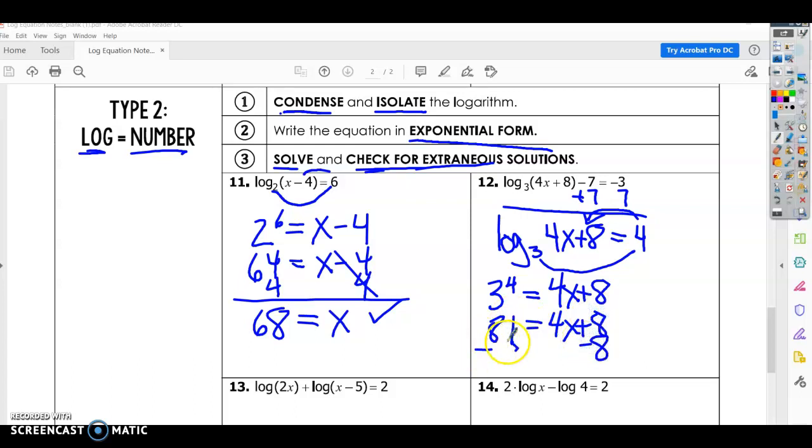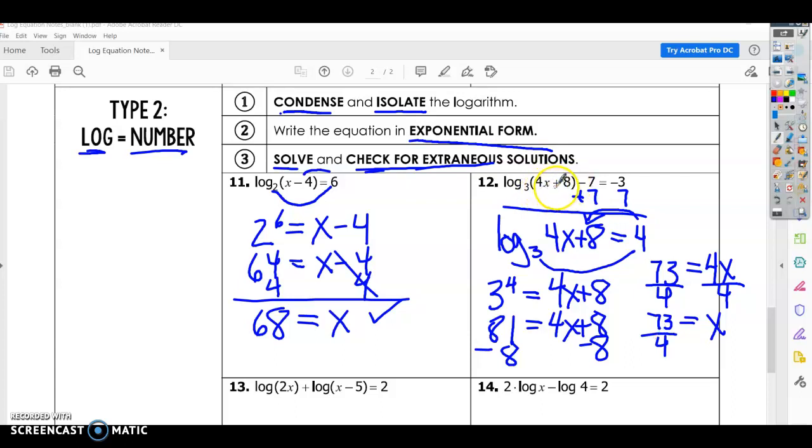And I'm going to subtract 8 from both sides, so I'm going to get 73 equals 4x. And then divide by 4, and x equals 73 over 4. Now that's kind of a nasty fraction, but you do need to plug that in and check it.